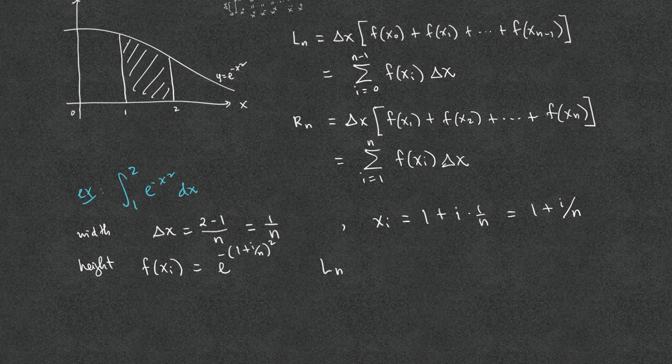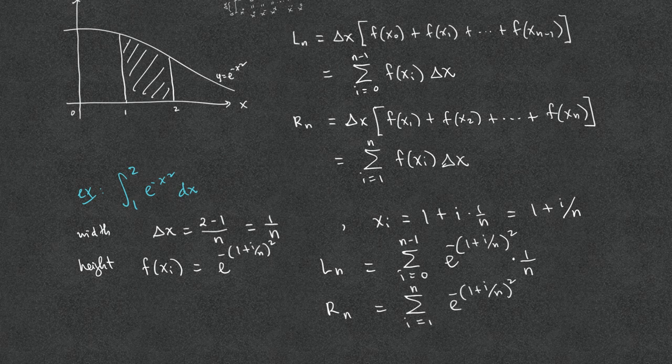Using the left sum, we would set up the sum as i goes from 0 to n minus 1 of f of xi, which is now e to the negative quantity 1 plus i over n squared, times delta x, but delta x is 1 over n. The right sum Rn is the sum as i goes from 1 to n of e to the negative quantity 1 plus i over n squared, times 1 over n.